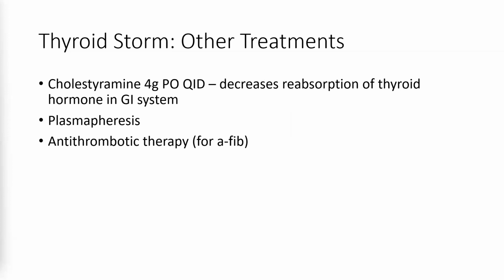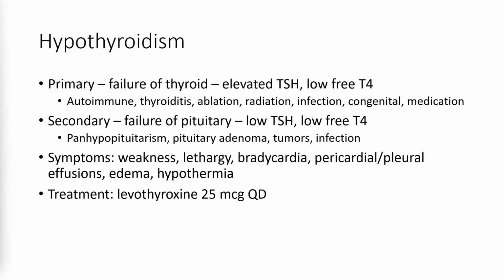Some other treatments for thyroid storm are not used as often compared to the ones earlier. But things like cholestyramine, you can do 4 grams by mouth 4 times a day, which decreases the absorption of thyroid hormone in the GI system. You can do plasmapheresis. And you can do antithrombotic therapy if someone's in atrial fibrillation.